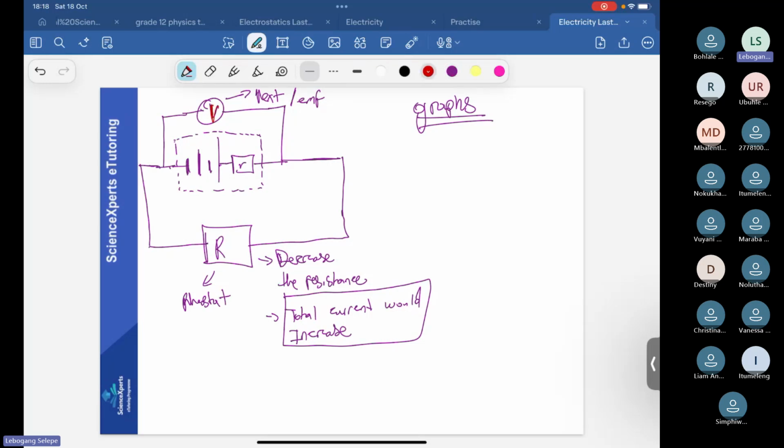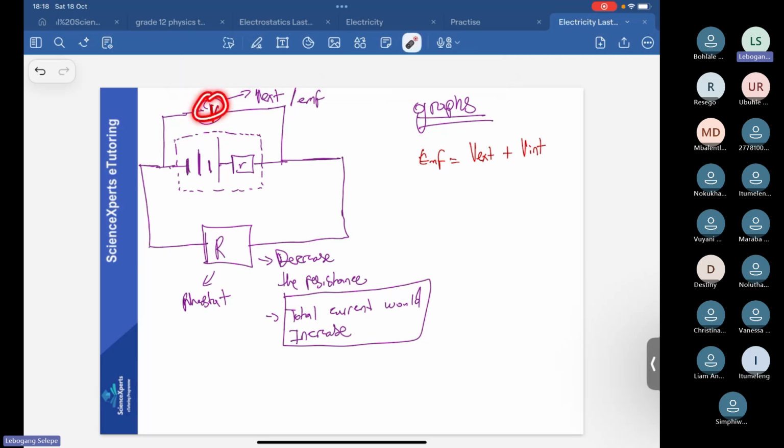So mostly this voltmeter reading is measuring V external. It's only one case where it measures the EMF, but as I change the current, most of the time it's measuring the V external. So I can say that here the reading is actually V external. So let's go to that equation. Our equation says that EMF is equal to V external plus V internal. Now I want to see the relationship between current and the reading here, which is V external.